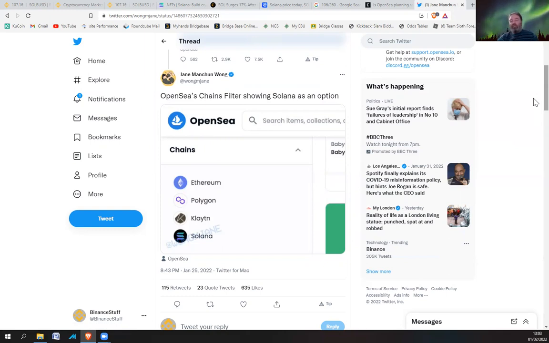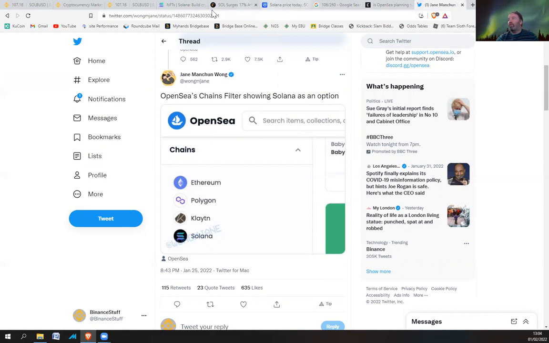Because OpenSea deals with NFTs, in case you didn't know, and NFTs have been such a massive hit. Where everything's been dropping in price, NFTs have been going up still. So NFTs are kind of where it's at still. And having Solana on OpenSea means you're going to have many more transactions and obviously more income. So that can only be good for Solana as well.